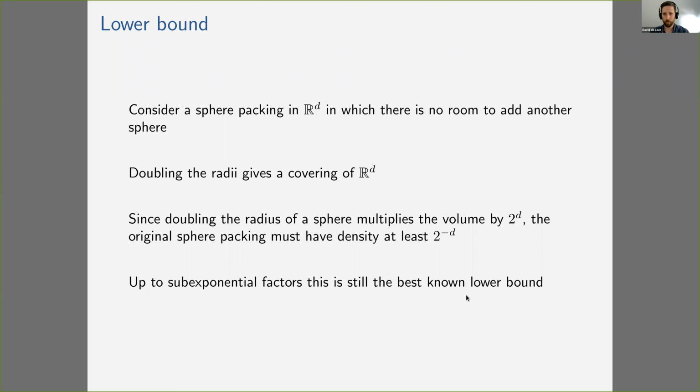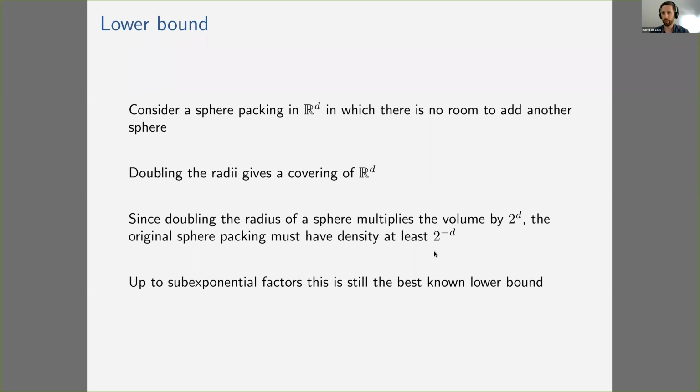So whenever we are computing upper bounds, they should have roughly this shape, 2 to the minus some number times d. Of course, there is still an exponential gap. That is roughly the shape we can expect of the upper bounds.